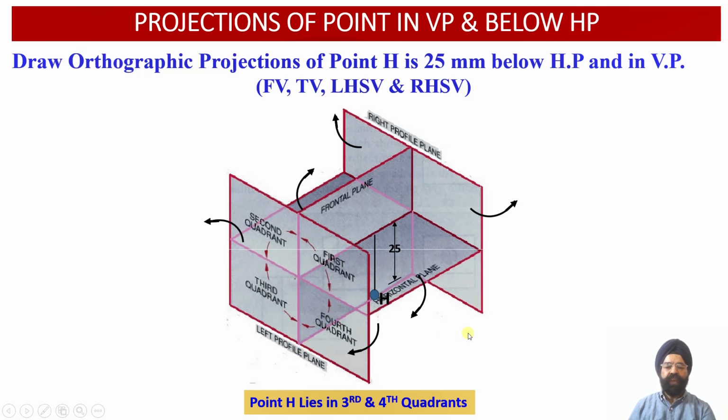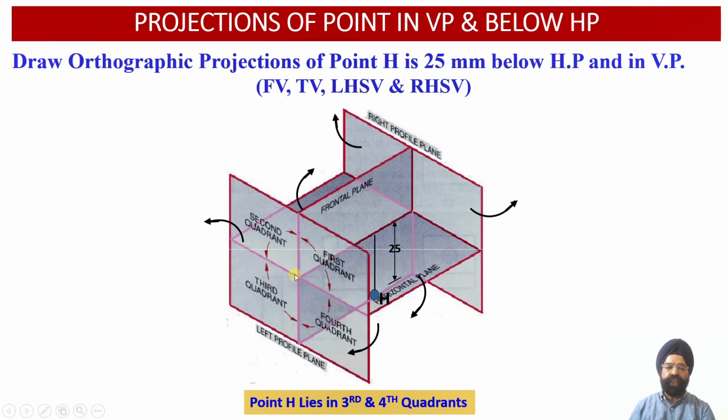Now since we are going to observe the front view, top view, left hand side view and the right hand side view orthographic projections of this point onto different reference planes which are mutually perpendicular to each other, we need to carry out the rotation of the horizontal plane, the left side profile plane and the right hand side profile plane, so that we should be able to obtain all these orthographic projections onto a single plane.